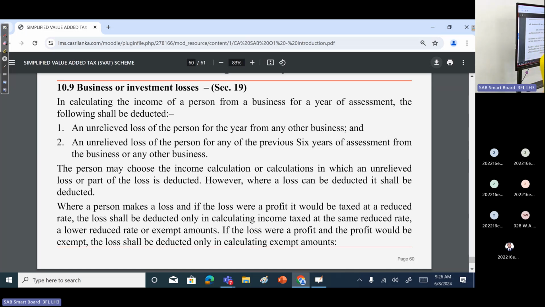That means the person may choose the income. So he has to select the income from which he is going to deduct that loss. For the part, however, if it is allowable, we can deduct.